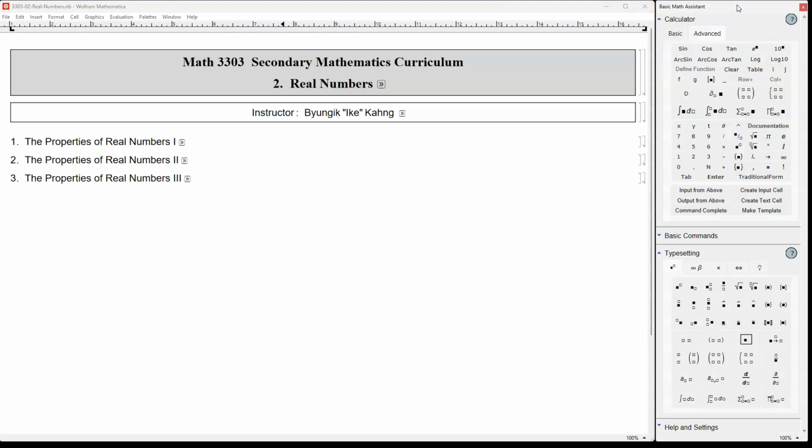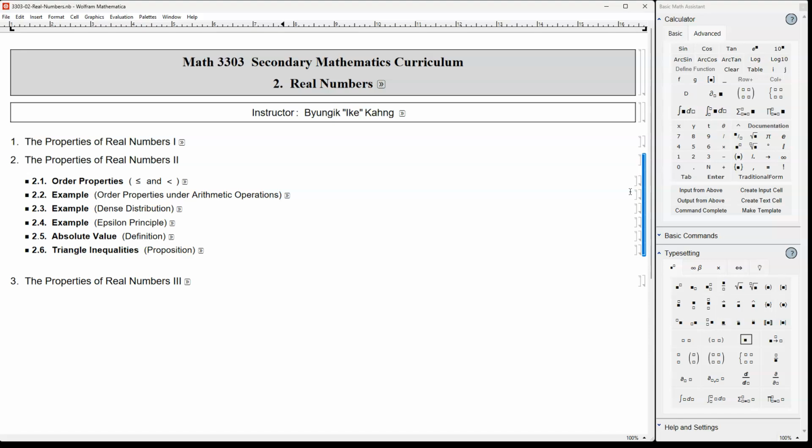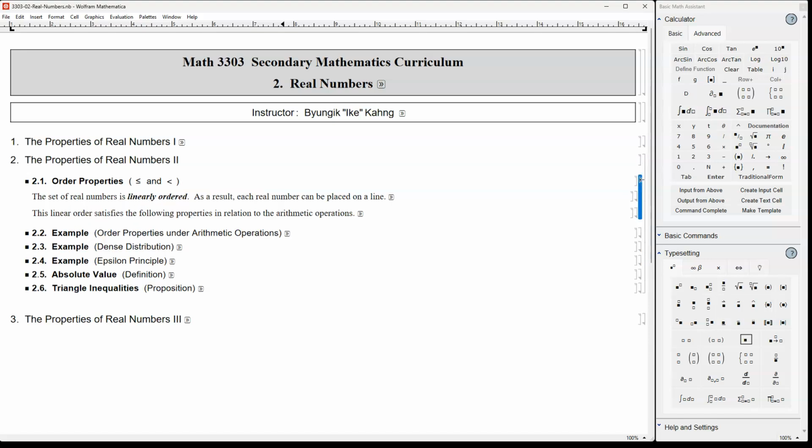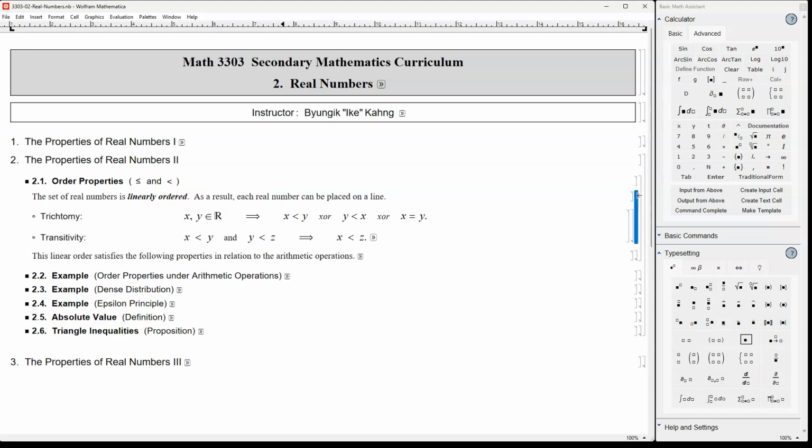Hello students, welcome back. We completed section 1, the arithmetic property. Now let's go to section 2 and discuss the order property, the property of real numbers associated to inequalities.